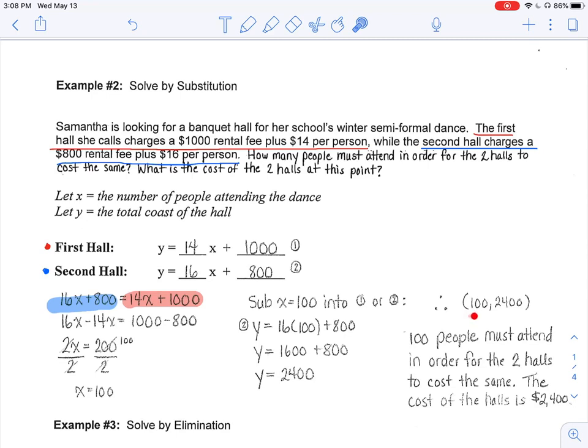So what that means, if we were graphing at that point of intersection, the x value is 100 and the y value is 2400. So in terms of number of people and then total cost of the hall, 100 people must attend in order for the two halls to cost the same, and the cost of the halls is $2,400. So that would be when the halls cost the exact same. 100 people, and it's going to be $2,400.